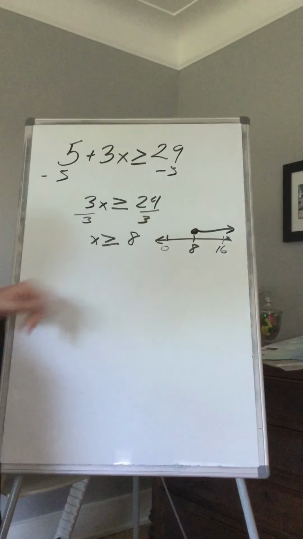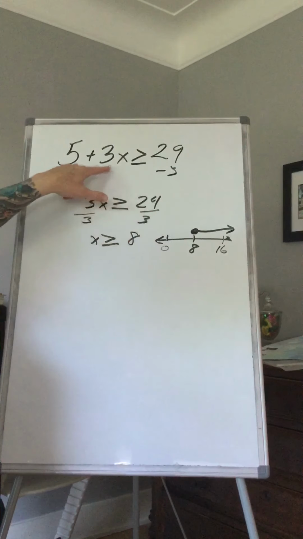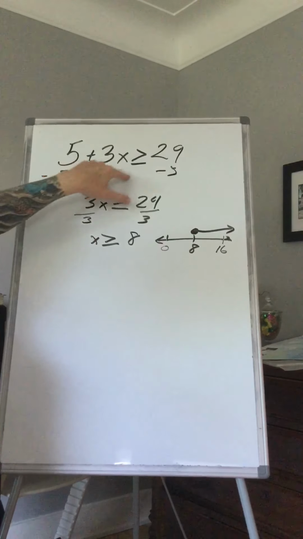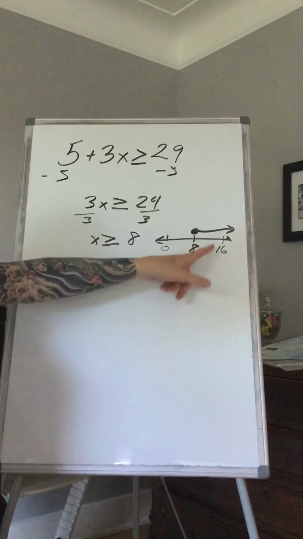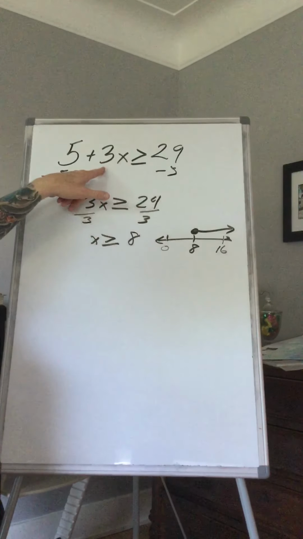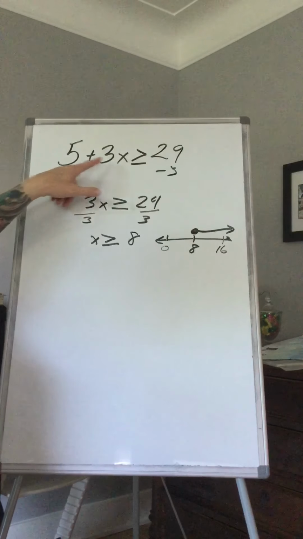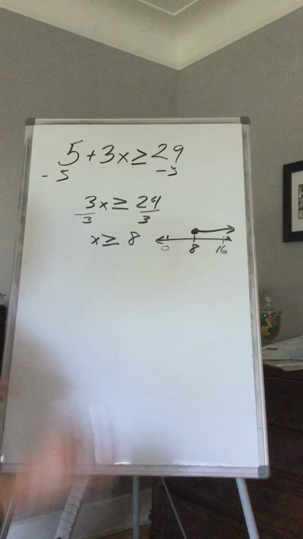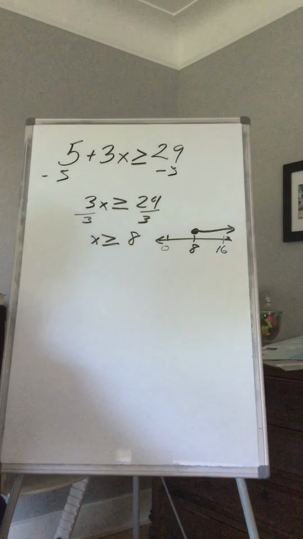And we want to check 0. 3 times 0 is 0. Is 5 greater than 29? No. Let's plug in 10. 3 times 10 is 30. 35 is greater than or equal to 29, so we know we're going in the correct direction.